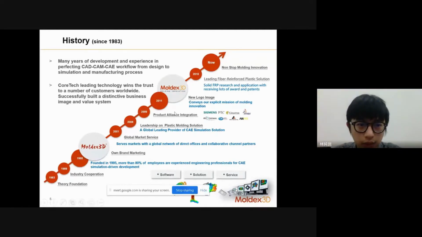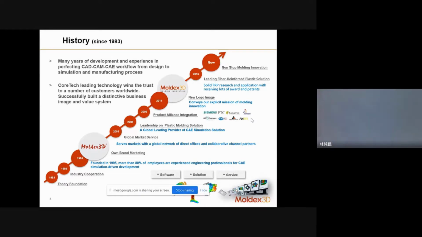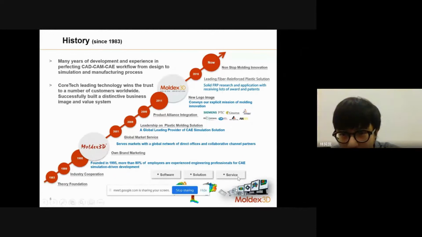And over time, we become more mature, and our software always keeps improving. So we develop every year. We always develop a new version, and even increase the compatible ability with a variety of CAE software, because as you can see here, Simatron and Siemens, something like that, because we want to enhance our compatible ability. So you can also experience our software in a different interface. So nowadays we have the service like I mentioned, the software, solution, service, and non-stop molding innovation till now.